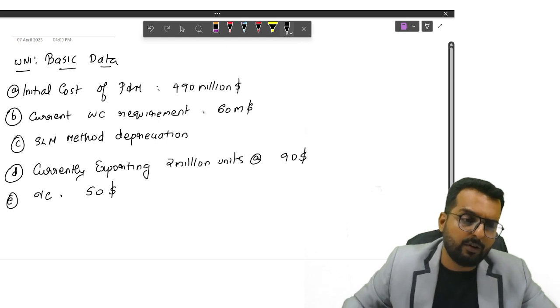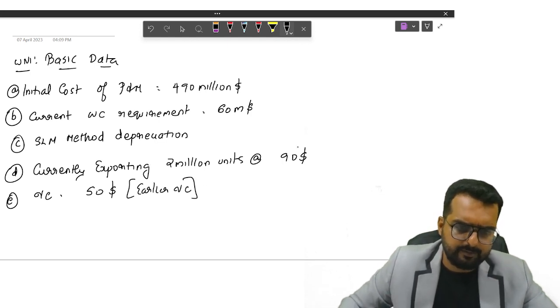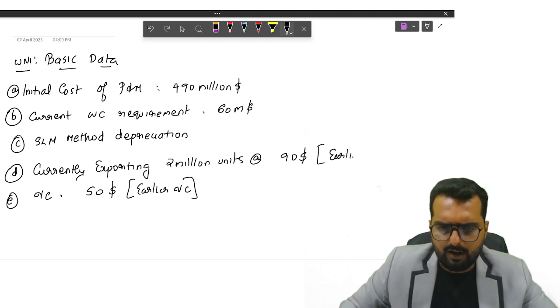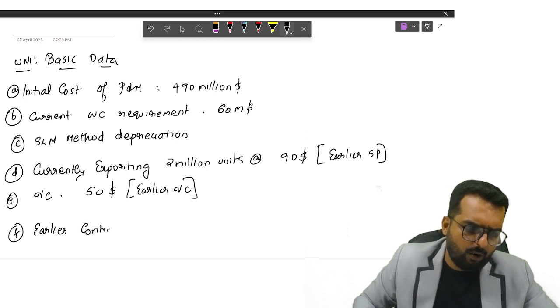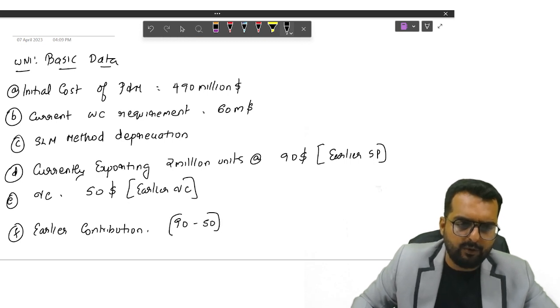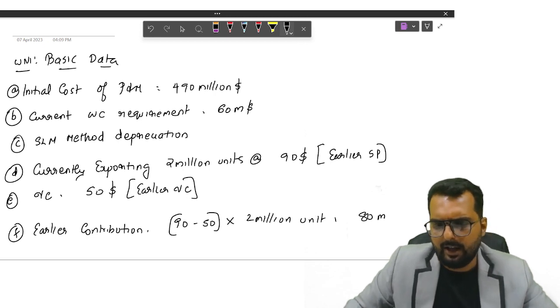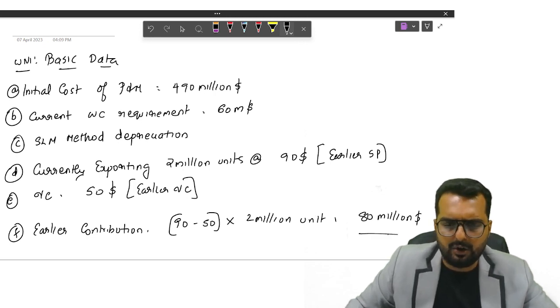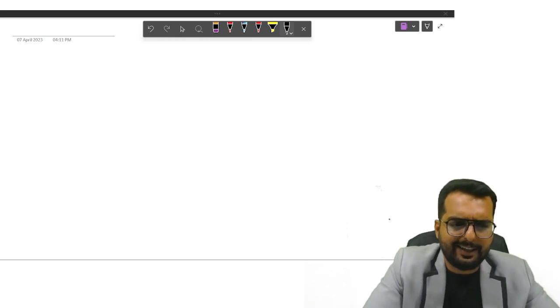This 90 and 50 was the earlier. So this is the earlier variable cost, and this is the earlier selling price. Ideally from this, I can find out my earlier contribution also. That would be 90 minus 50, which gives you 40. 40 into 2 million units gives you $80 million. That was the original contribution that they were actually getting.